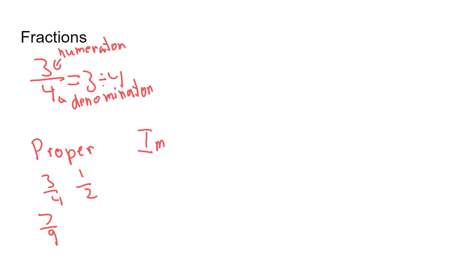The improper fractions are going to be something like 7/2, or even 4/4, which is equal to 1, or 9/3. These are all fractions where the numerator is larger than the denominator, or even the same as the denominator. Usually you would write something like this as just 1, or even something like this as 3. But yeah, these are all improper.